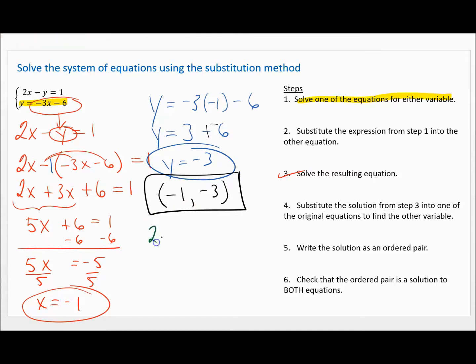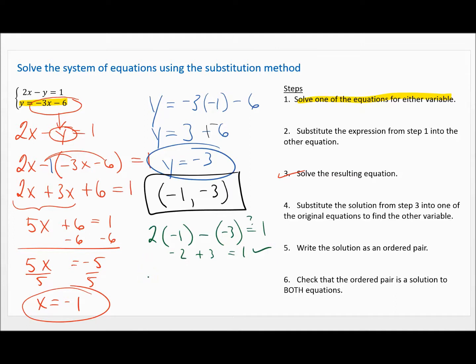So I have 2, my x is negative 1. I'm looking at the first equation, minus a negative 3. Does that really equal 1? 2 times negative 1 is negative 2, plus 3 equals 1. That checks, right? Then we check the second equation.